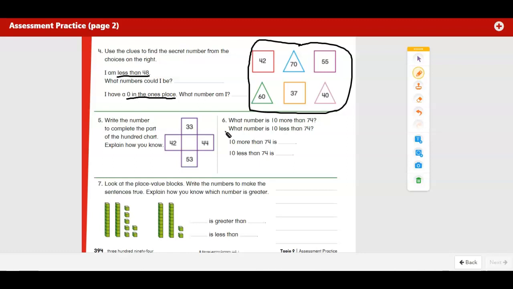Number 6 says, what number is 10 more than 74? What number is 10 less than 74? For number 6, it wants you to write the answer in the blanks. If you add 10 more to 74, what is your answer? If you take 10 less than 74, what is your answer?